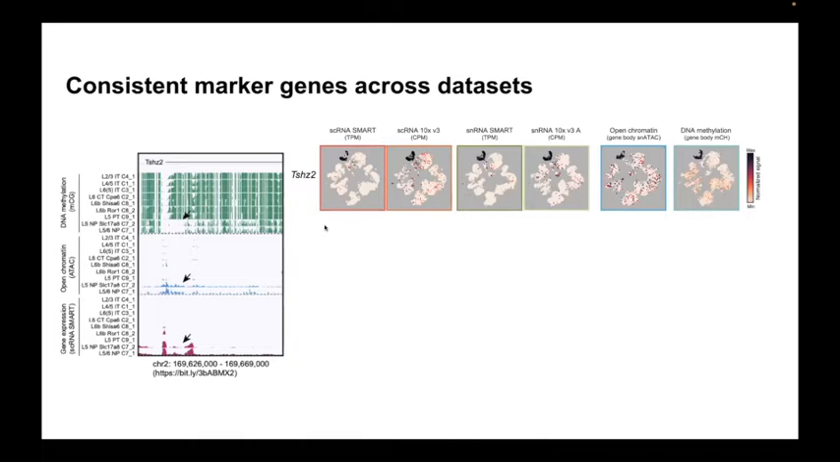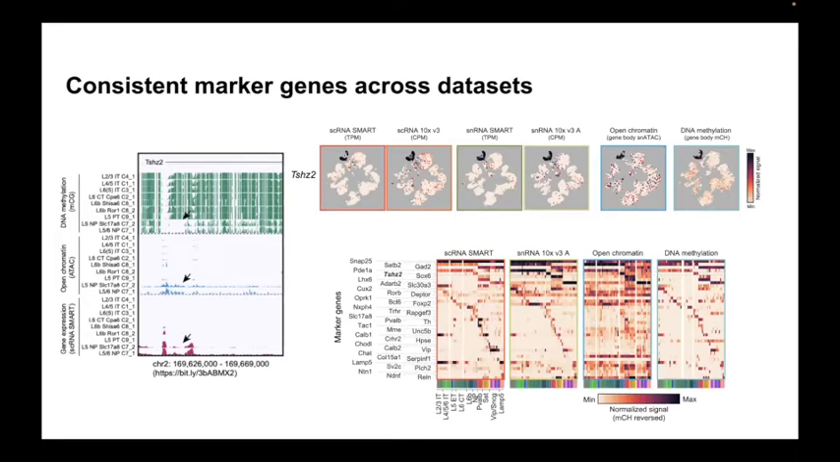You can also represent the data in other ways, for example, on the UMAP. So this is just showing the overall gene expression level across each of the 4 different transcriptomic data sets. And you can see these 2 clusters are expressing TSHZ2. And then the same 2 clusters also have a high level of chromatin accessibility and low level of DNA methylation. And we can do this for other marker genes as well.